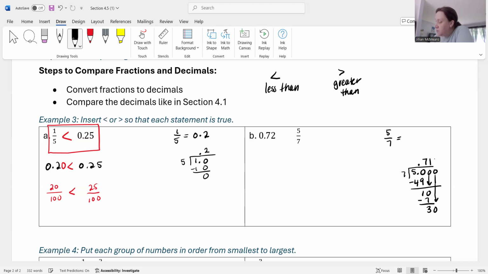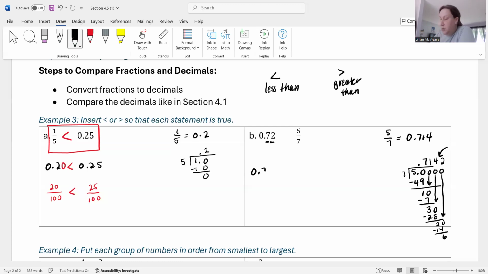7 will go into 30 4 times, so I'm left with 28. I get a 2. I could add one more 0. So 7 will go into 20 twice, which gives me 14 with 6 left over. I could keep dividing, but look, we only have 2 decimal places here and here. So let's look at this one to like 3 decimal places. So I have 0.714, okay?